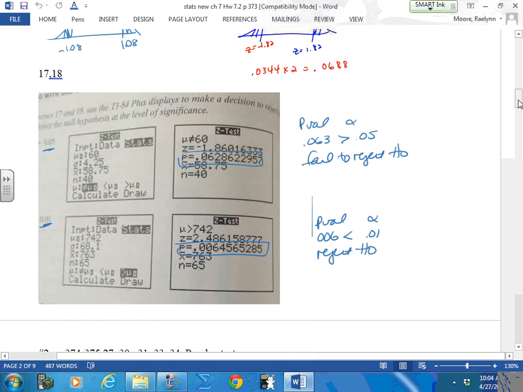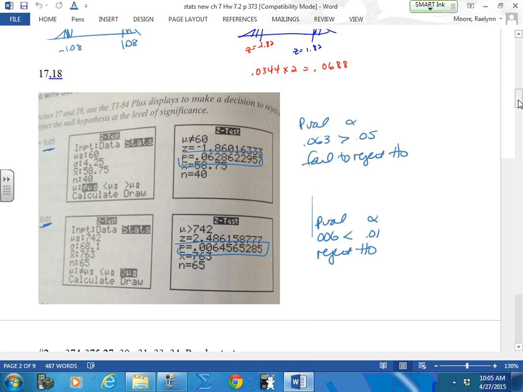Okay, 17 and 18. This was nice. You're going to use your calculator. They used their calculator. They gave you the steps. It doesn't matter what your claim is, all you're interested in is your p-val. And you're testing against their level of significance. So this is strictly a p-val test.